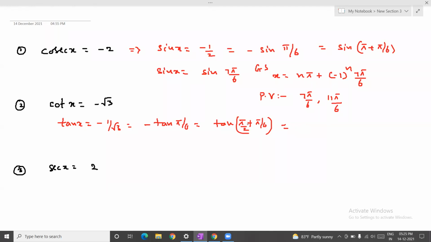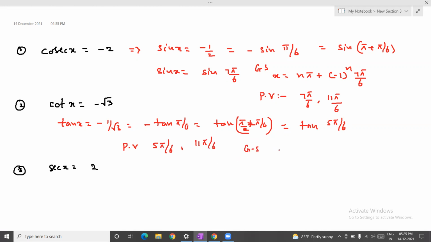Is it not? Pi minus pi by 6. It's not pi by 2. Tan of pi minus pi by 6. Sorry, guys. Then only it will be tan, otherwise it will become cot. So this will be minus tan pi by 6. So tan x is equal to tan alpha. I'm talking about principal values: 5 pi by 6, which is in the second quadrant, and 11 pi by 6, which is in the fourth quadrant, because it is negative.